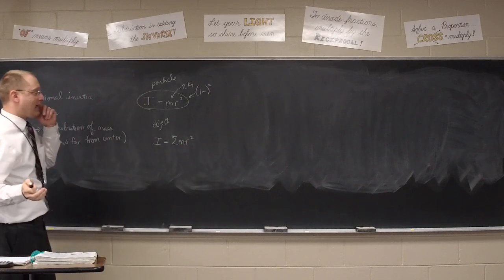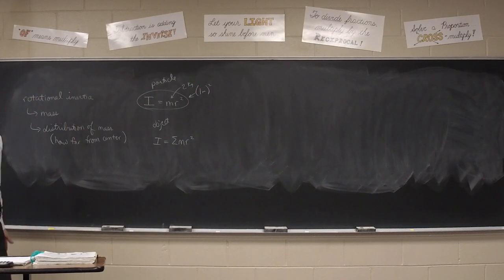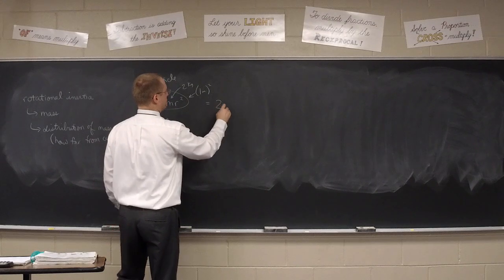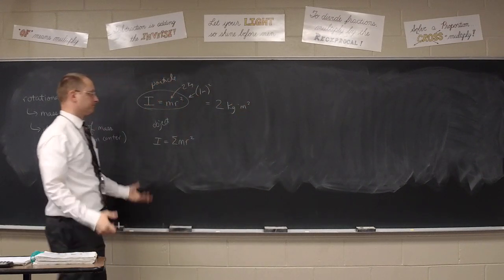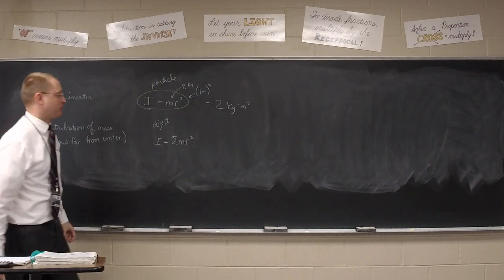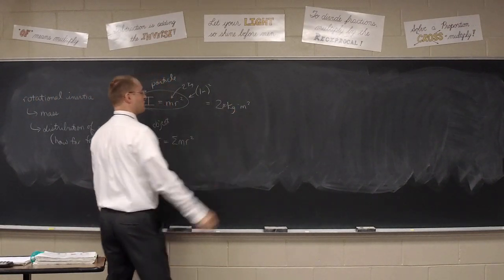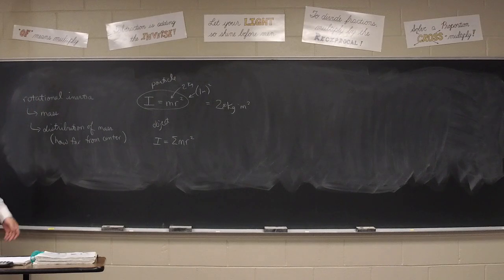Well, you could do this in your head. 1 squared times 2 is 2. Notice the units, though. Kilograms times meters squared. And they seriously want 3 sig figs for this. 2.00 kilograms times meters squared. There's our rotational inertia.